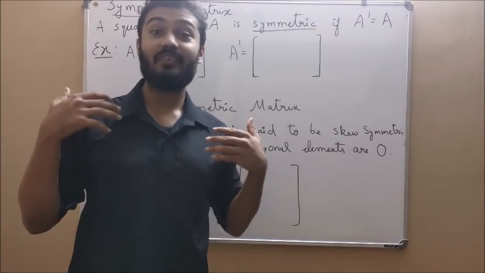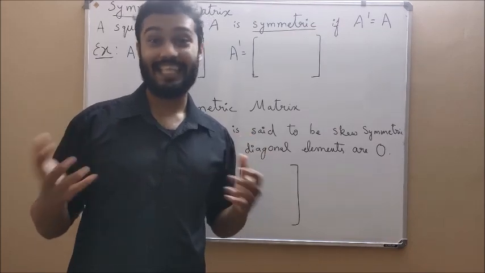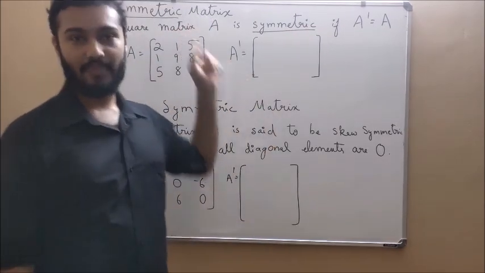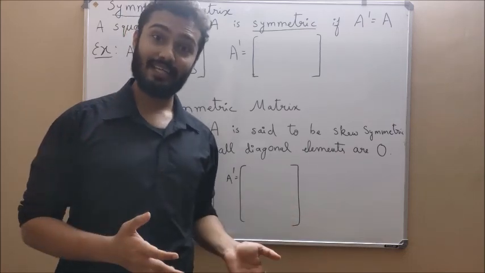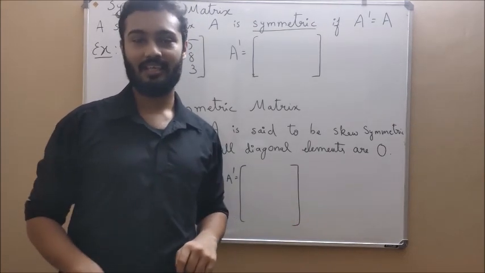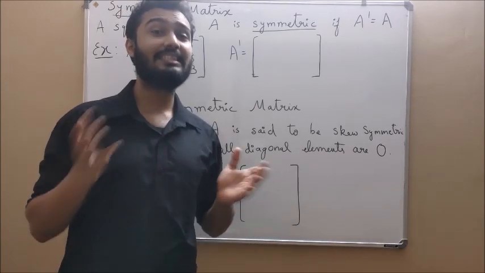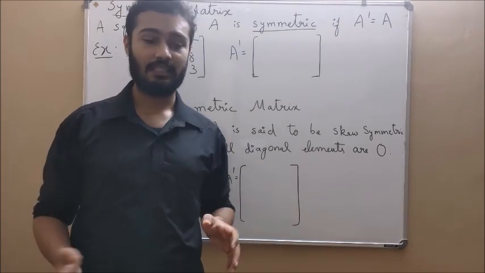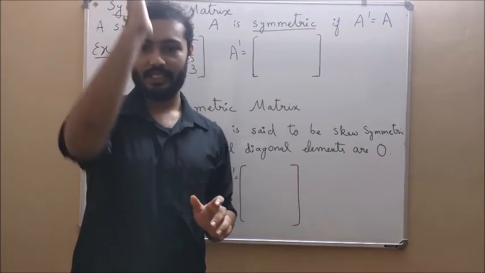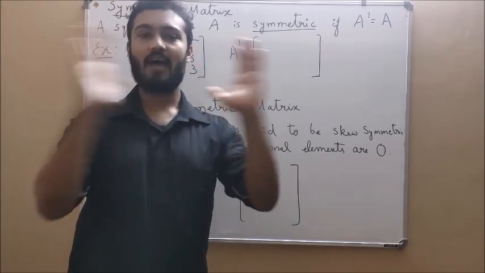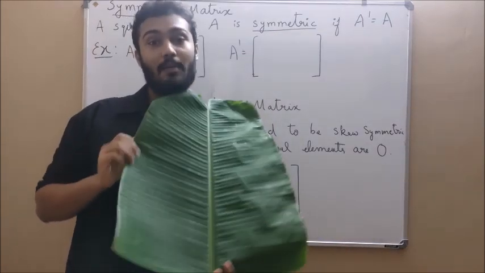We are continuing with the matrices, and today's topic is symmetric matrix and skew-symmetric matrix. Now, for that, we need to know what is symmetry. Symmetry is nothing but if you draw a straight line through any object, both halves are equal. For example, let me take a banana leaf.